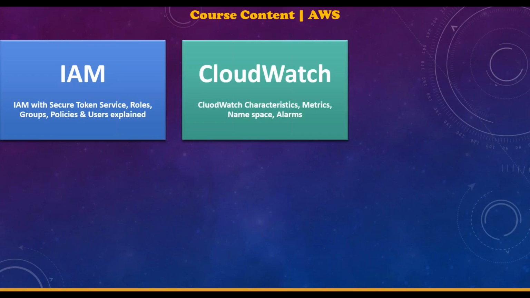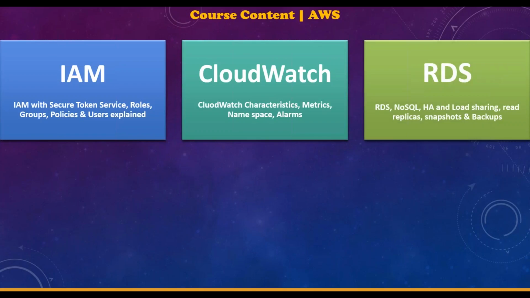CloudWatch monitoring is such a critical thing, right? And CloudWatch is the AWS monitoring tool with which you can monitor your database, you can monitor your load balancer, storage, networking, whatnot, everything. So we will talk about it. Okay, how can we get the alerts and all that?